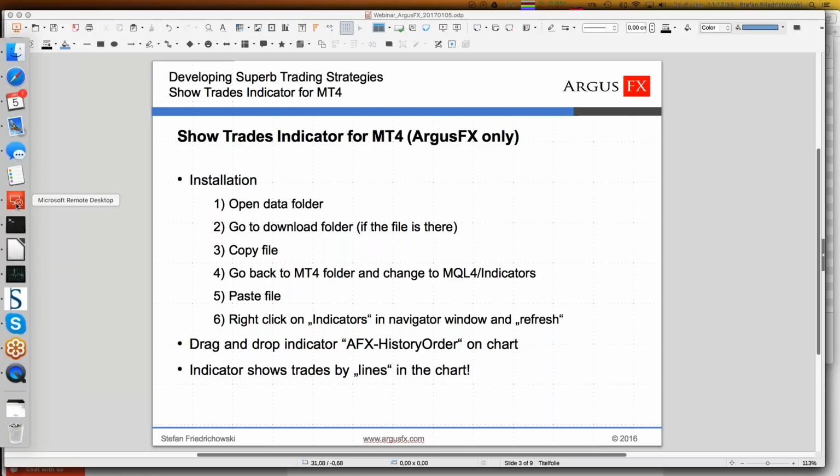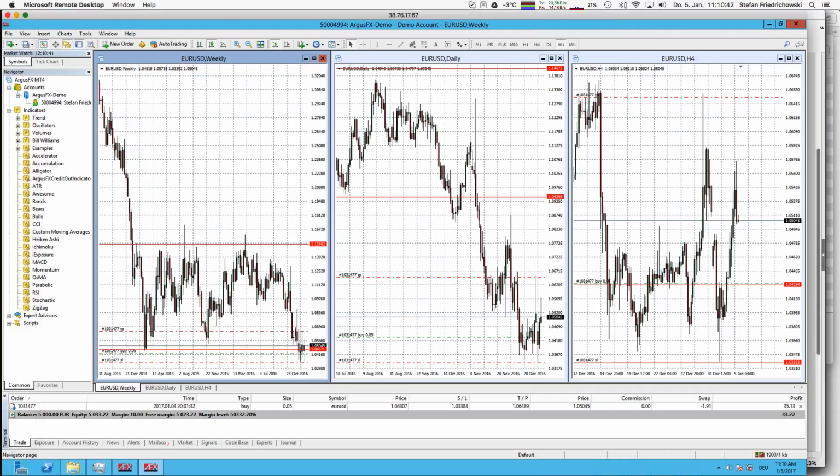I now use 2 different computers to do that task because I want to show the installation on a Windows computer, and later I will apply it on a Mac computer. The only reason is that the account we right now see here does not have any history of trades, therefore I cannot really show the result of the indicator. So how to install? It's quite easy.